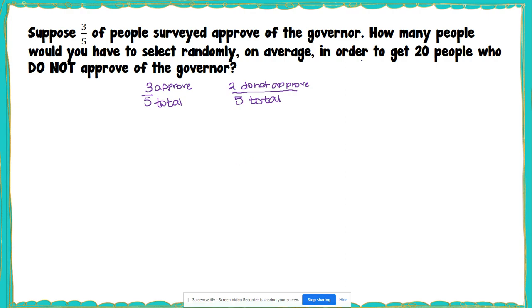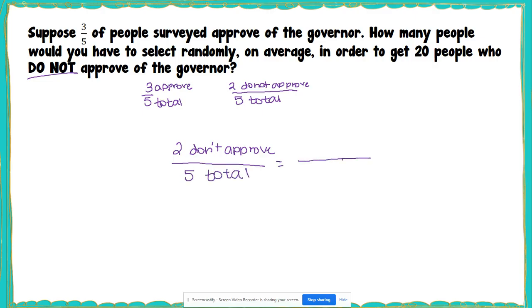So now we need to look at our question. Our question asks, how many people would you have to select in order to get 20 people who do not approve? So since I'm looking at do not approve, I actually need to look at this 2/5 instead of my 3/5. So I'm going to start with my ratio of 2 don't approve out of every 5 total people.